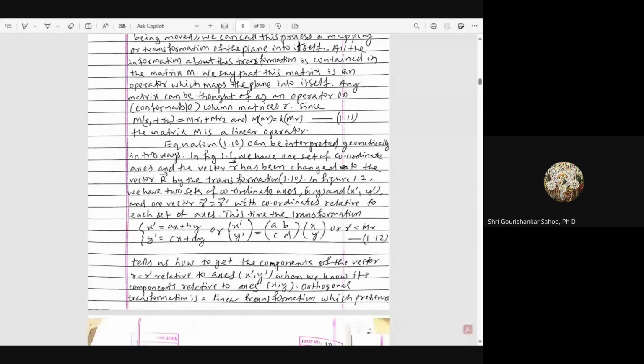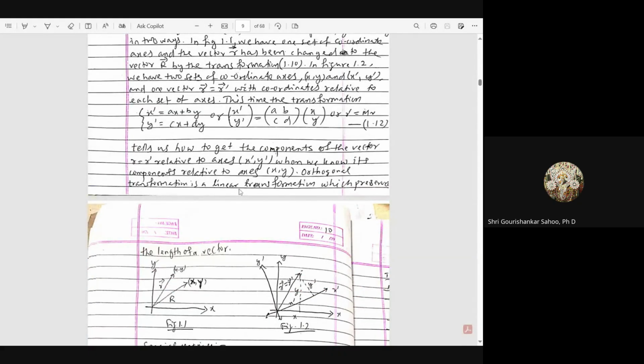So in the second figure, you have two sets of coordinate axes. You can see here x comma y and x dash y dash. If we consider a point in the xy plane, you have x comma y. If you consider the point in the x dash y dash plane, you have x dash y dash as the coordinates. And one vector r is equal to r dash vector with coordinates relative to each set of axes.